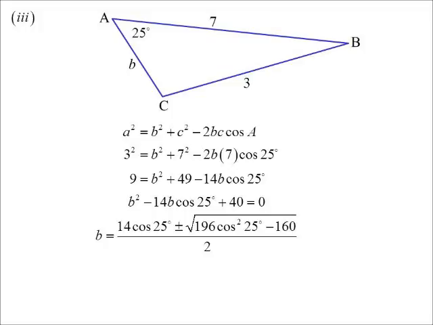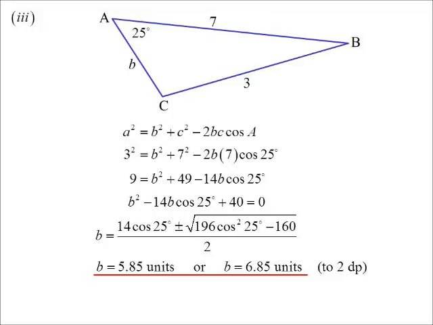So negative b, which will be 14 cos 25, plus or minus the square root of b squared minus 4ac, all over 2a. Now, of course, plus or minus means we get 2 possibilities. 5.85, 6.85. It could be either. There's not enough information there to narrow it down. So, okay, I've got two possibilities for the length of our side there.